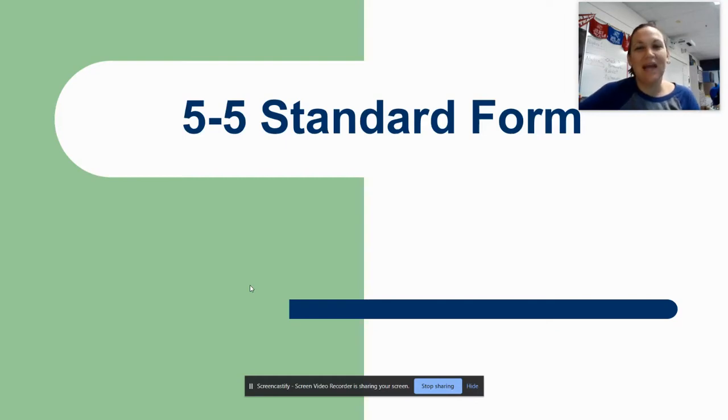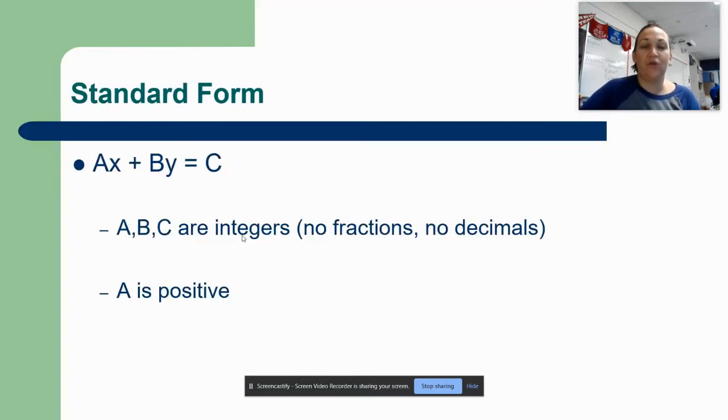Hi guys! Today we're continuing with standard form. As a refresher, standard form is in the format of ax plus by equals c. In this form, the x and the y will stay letters, and the a, b, and c will be replaced with numbers.